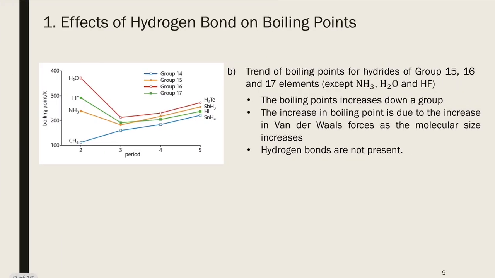Next, let's take a look at the trend of boiling point for hydrides in group 15, 16 and 17, except for ammonia, water and HF. As we can see, down the group, the boiling points will increase. The increase in boiling point is due to the increase of van der Waals forces as the molecular size increases. Hydrogen bonds are not present in these molecules.